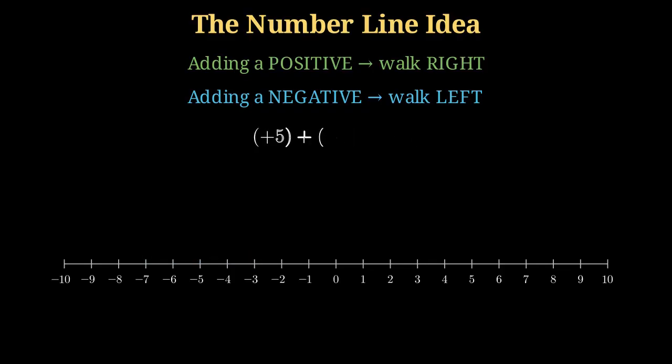One more, and this is the interesting one. +5 plus -8. Start on 5. We are adding -8, so we walk 8 steps to the left. Watch what happens. 5 steps take us back to 0, and the remaining 3 steps push us into the negatives. We land on -3. +5 plus -8 is -3. The two numbers pulled in opposite directions, so what we really did was find the difference between 8 and 5, and the bigger pull won.